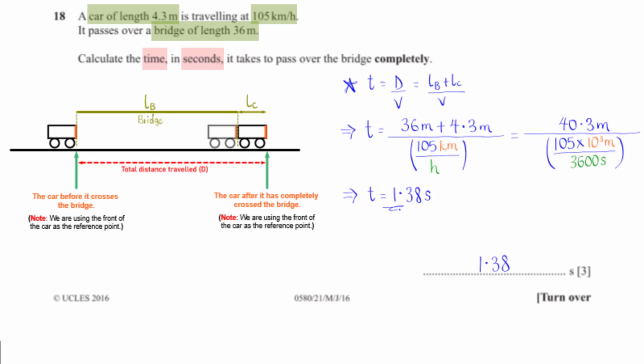To find the time it takes for the car to completely cross the bridge, we need to find the total distance traveled by the car in crossing the bridge divided by the speed at which the car is traveling.